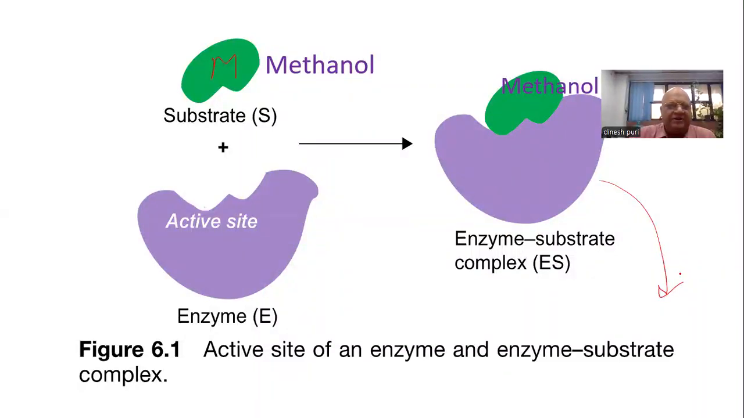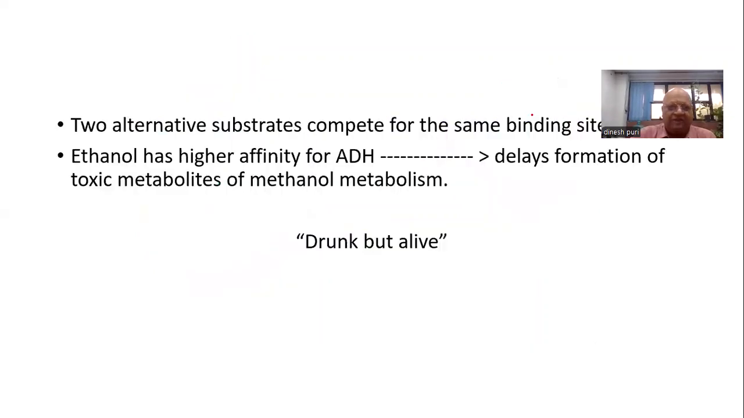If we also give this patient high doses of ethanol, ethanol resembles methanol and it will occupy the active site. What will happen then? The two alternative substrates are competing for the same binding site. So there is competitive inhibition, competitive displacement of methanol, brought about for two reasons. Ethanol is given in very high doses.